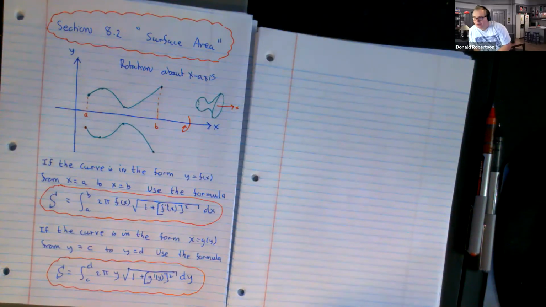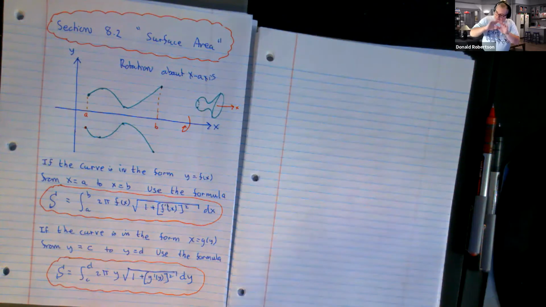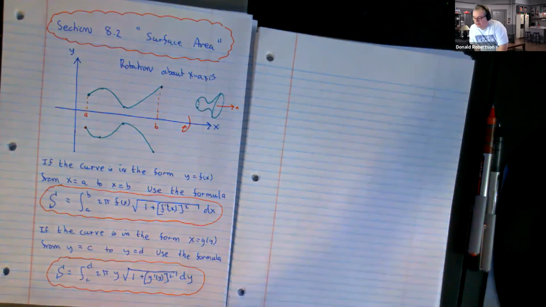Now, we've done shapes like that, and we have rotated shapes like that about the x-axis, but didn't we find the volumes when we did those? Well, now we are going to find the surface area. So the surface area would be, if you covered the outside with cloth, how many square feet of cloth would you need, right?